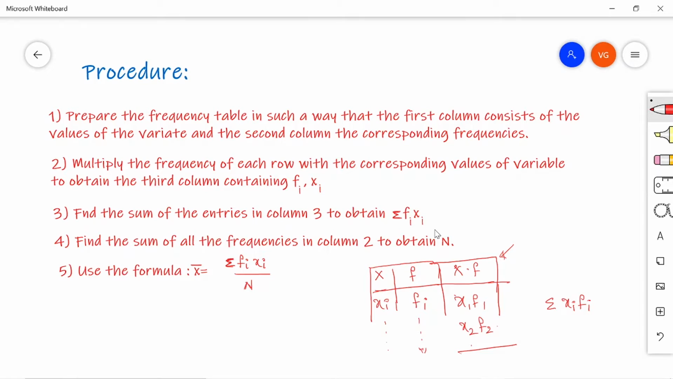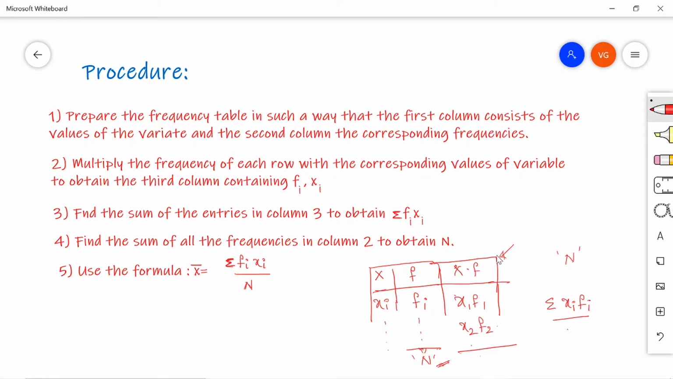Then the fourth step: find the sum of frequencies in column 2 to obtain n. As I said, the sum of the frequencies is nothing but the total number of items that you are adding, the total number of data quantities. So the data number n you are finding out by adding the second column. Adding the third column, you get sigma xi fi. Adding the second column, you will get n.